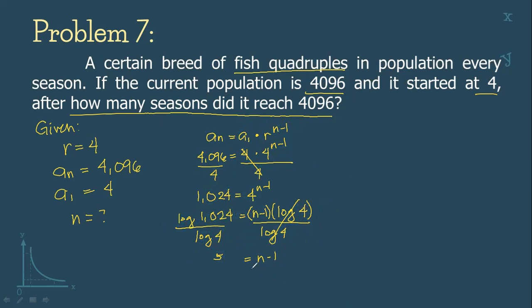So sabi natin we need only the n, kaya po ililipat natin si negative 1 sa kabila. So from negative 1, it will be positive on the right side of the equation. So n, my dear students, is 6. And meaning to say, that is our correct answer. So yung answer natin dito, after how many seasons, there are 6 seasons. Ibig sabihin po, after the 6 seasons, at saka lang po tayo naka-reach sa fish na population of 4,096.